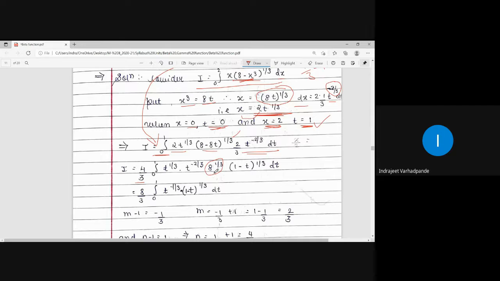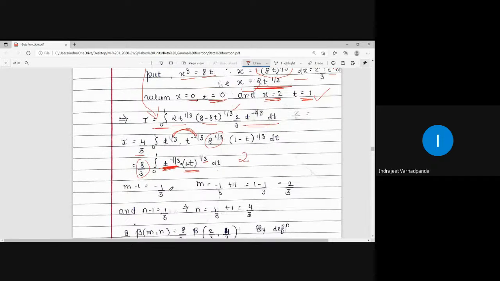Accordingly, 8 to the power 1 by 3 means the cube root of 8, which is 2. So this becomes 8 by 3. Combine these two powers: 1 by 3 minus 2 by 3 is minus 1 by 3. So I am getting the term as t to the power minus 1 by 3, (1 minus t) to the power 1 by 3 dt.